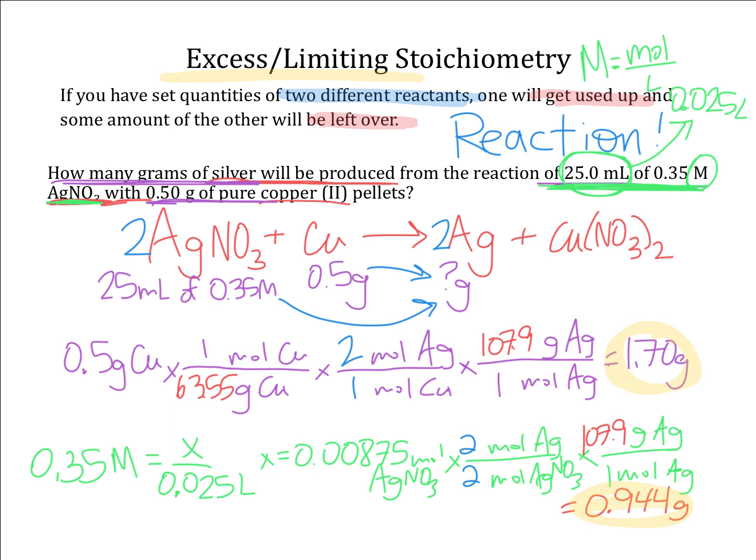The real answer is the smaller answer. You can't make any more than your lowest quantity reactant. The not real answer is your larger answer. So this 1.70 grams is not real. It never really existed. It's just theoretical. My answer is 0.944 grams.